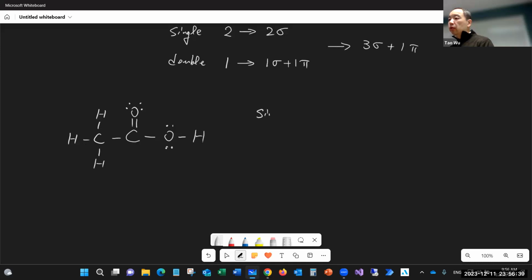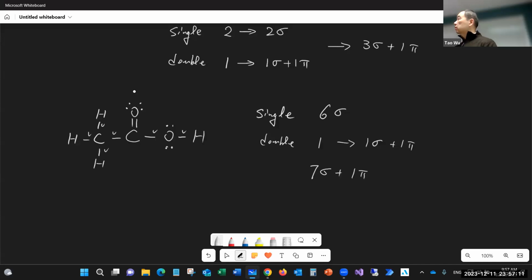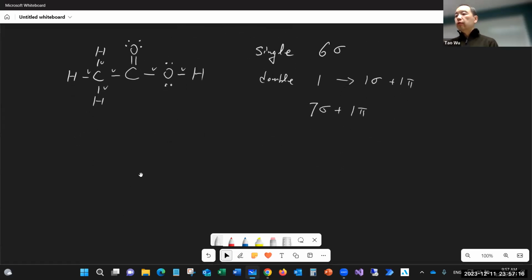So how many single bonds do we have? 1, 2, 3, 4, 5, 6. So we have 6 single bonds, and 6 single bonds means 6 sigma. And how many double bonds do we have? We have one double bond. One double bond means one sigma plus one pi. So in total, if you add them together, you have 7 sigma plus one pi. Are we clear? Okay, so generally this is what the question is asking for.